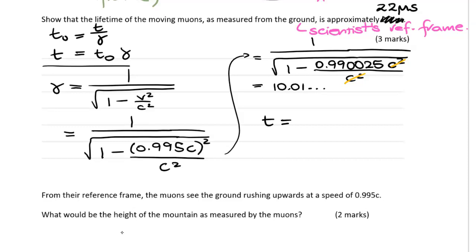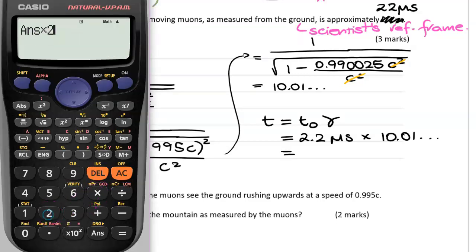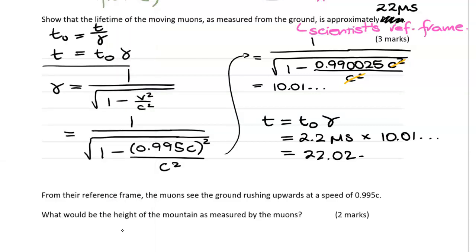So, going back to T equals T0 gamma, T0 was 2.2, let's leave that in terms of microseconds, times 10.01 dot dot dot. They like us to include a couple more decimal places to just really demonstrate that we've done this calculation. So 22.02 dot dot dot. We're not rounding, but we will round here, equals 22 microseconds. Let's write as required to be fancy. Very nice. So it was really handy not converting out of microseconds in this particular example, leaving it like that because they asked us to show it was approximately 22 microseconds.